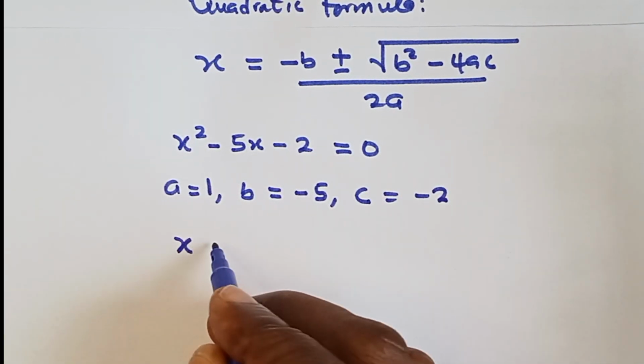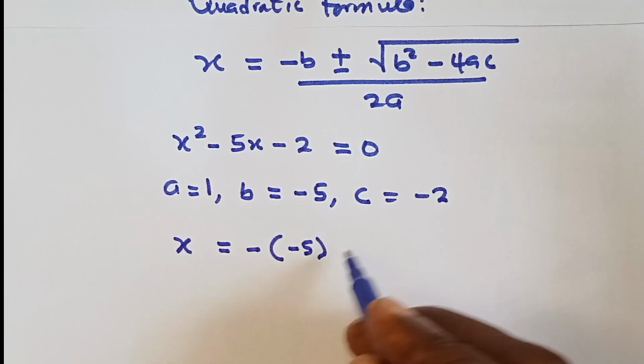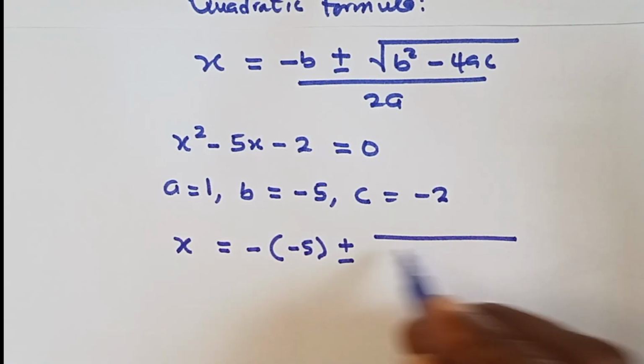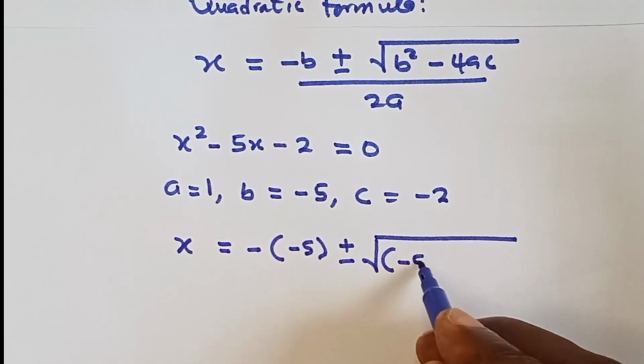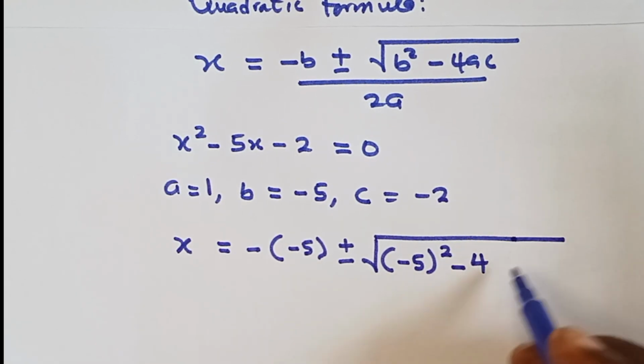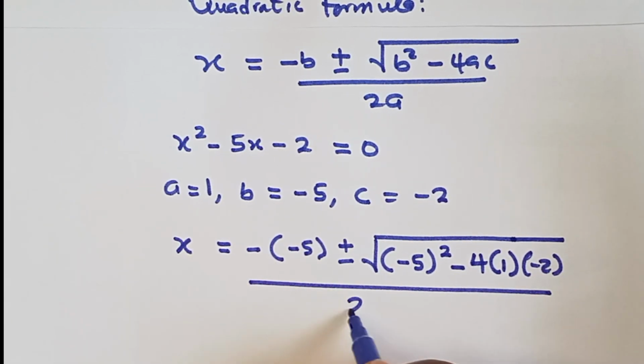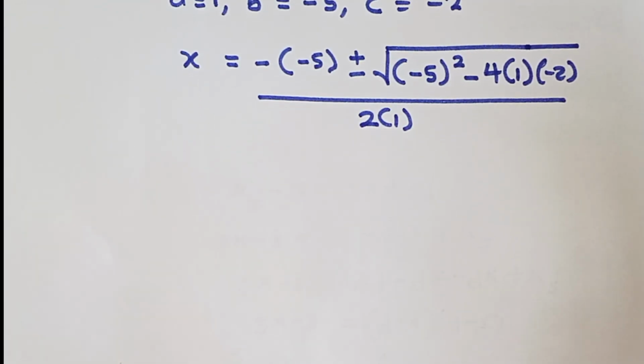So we have x equals to minus b, which is minus minus 5. Right, so plus or minus, then we have b is minus 5 again, so minus 5 squared, minus 4. What is our a? Our a is 1. And what is c? Minus 2. Everything over 2a. What is a? a is 1. Okay, now let's continue.